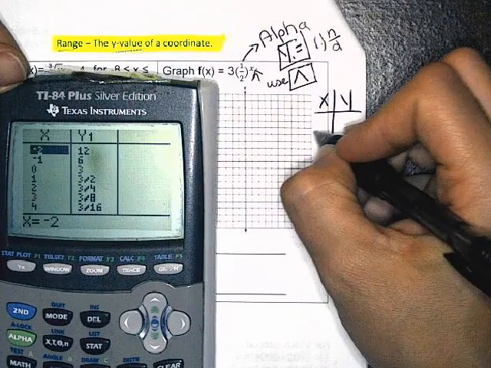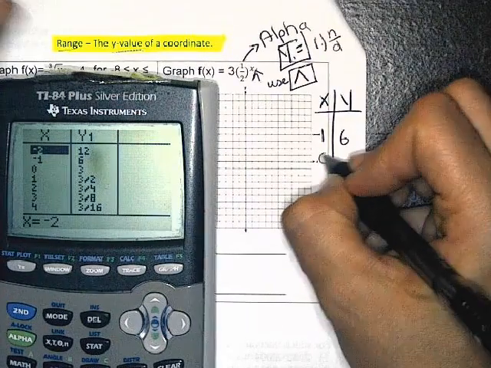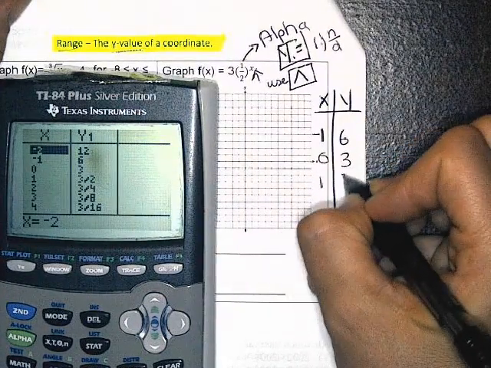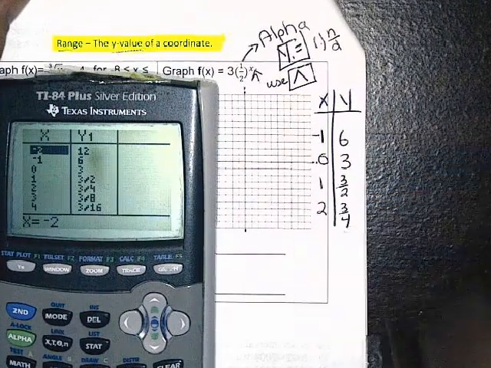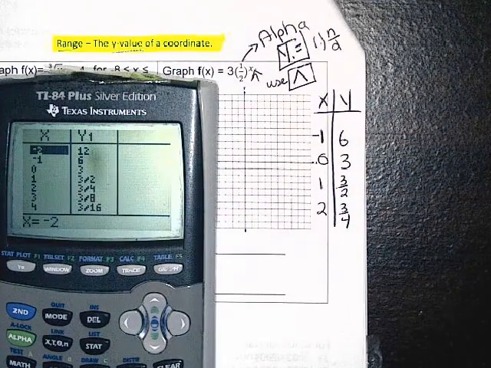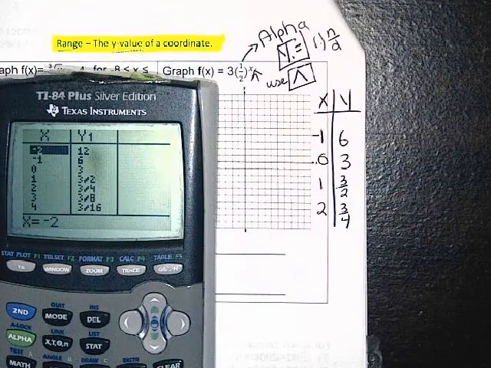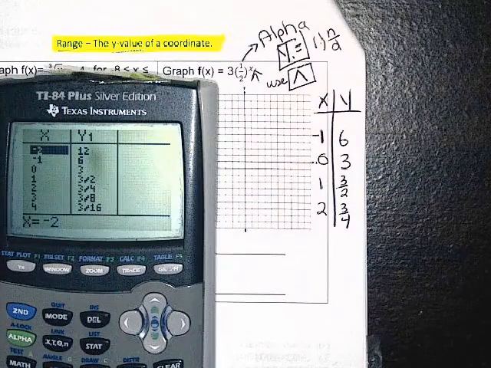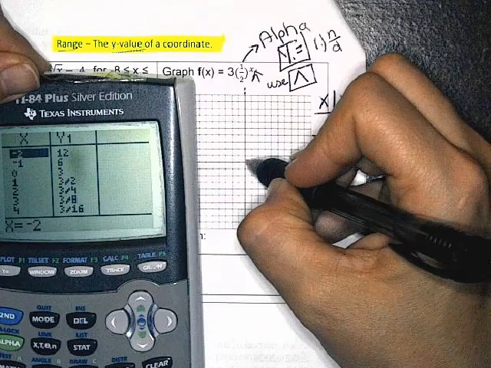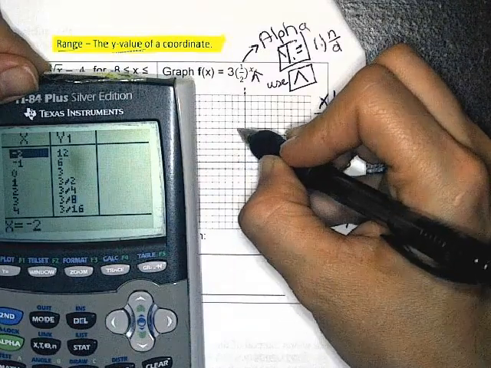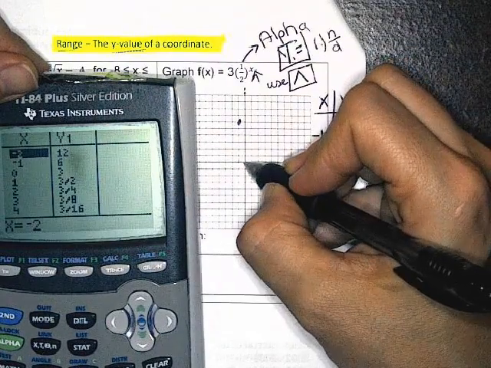Hey, mine doesn't look like that. So -1, 6. Did yours look like my screen? 0, 3; 1, 3/2; 2, 3/4. So I'm just going to get a few points, enough to be able to graph them. We can graph some of the decimals, but not all of them. Right, so I'm going to graph -1, 6; 0, 3; 1, 3/2.